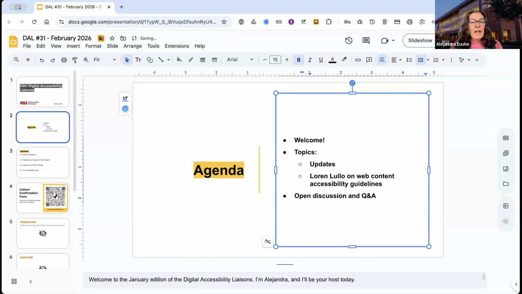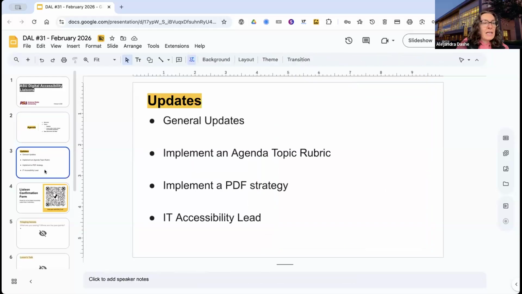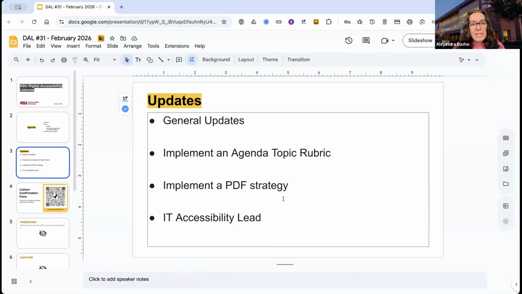Okay. All right, so we've got a couple of things going on today. Lauren will be talking to us about web content accessibility guidelines, and we also have some general updates, and we've got a couple of things to talk about, which I'll turn the mic over to Nate once that happens.